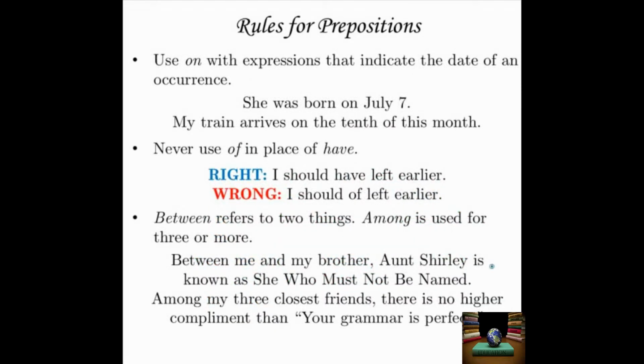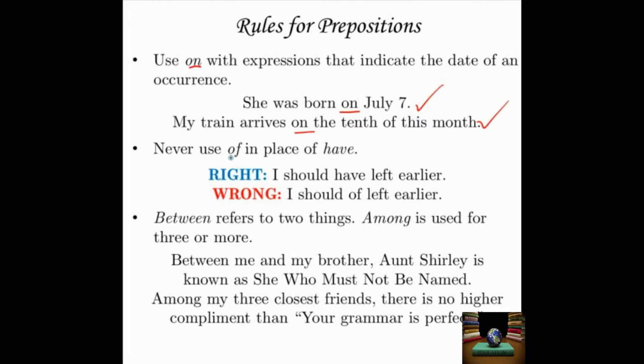All right, next rule. Use the preposition on with expressions that indicate the date of an occurrence. So, she was born on July 7th. My train arrives on the 10th of this month. We just always say on a given day.